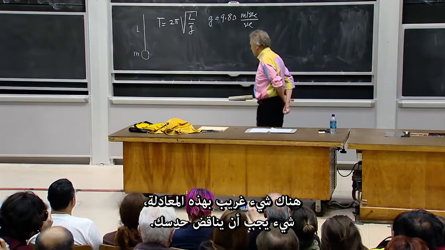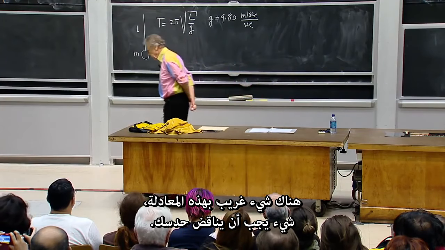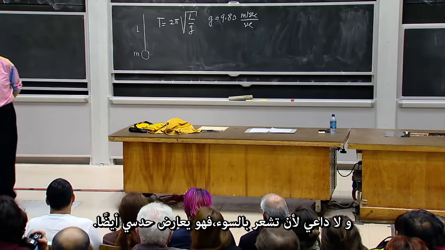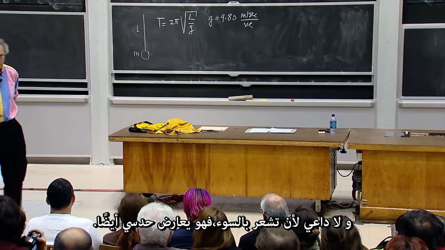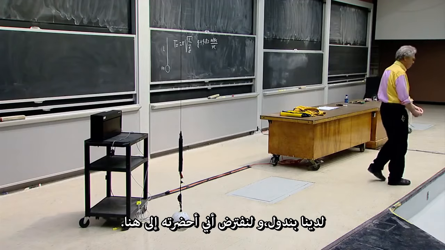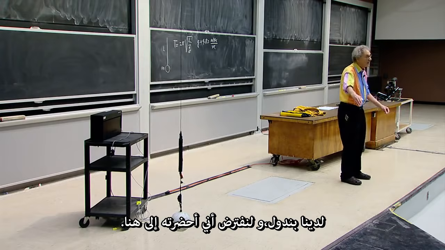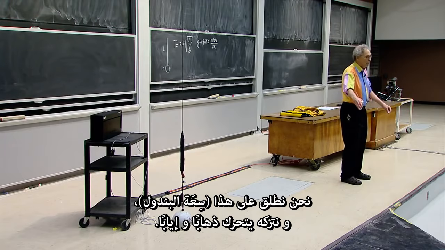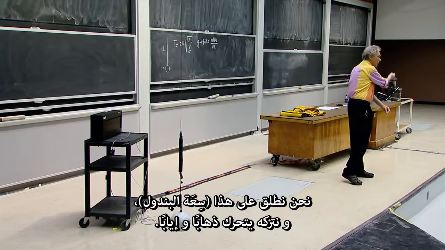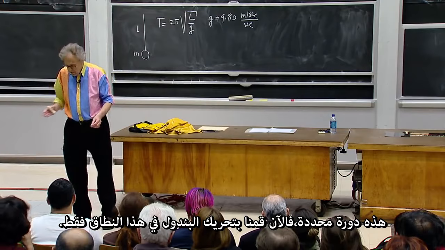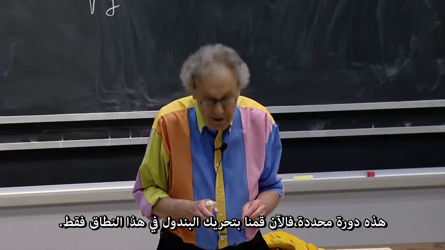There is something weird about this equation. Something that must go against your intuition. And you shouldn't feel bad because it also goes against my intuition. So we have the pendulum. And suppose I bring the pendulum all the way out here. We call that the amplitude of the pendulum. And we let it swing back and forth. There's a certain period. But now we bring it out only this far.